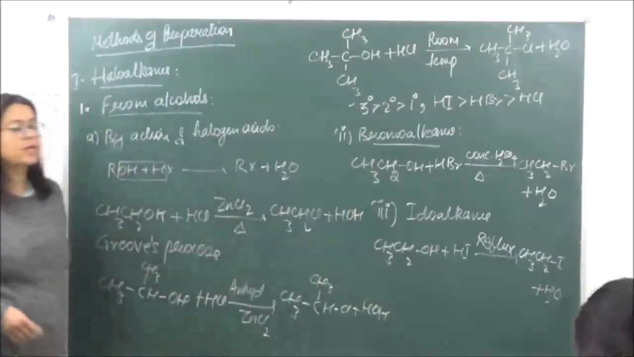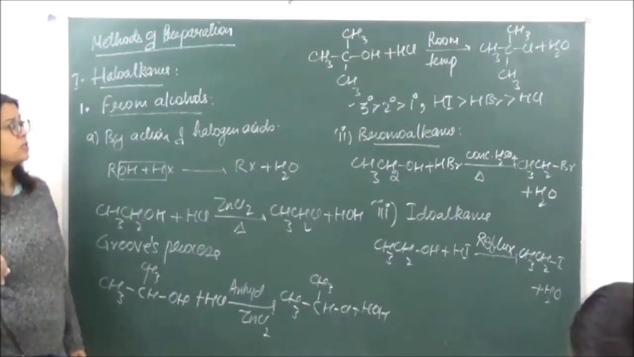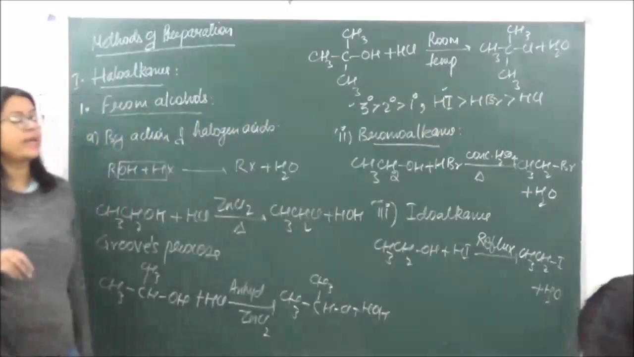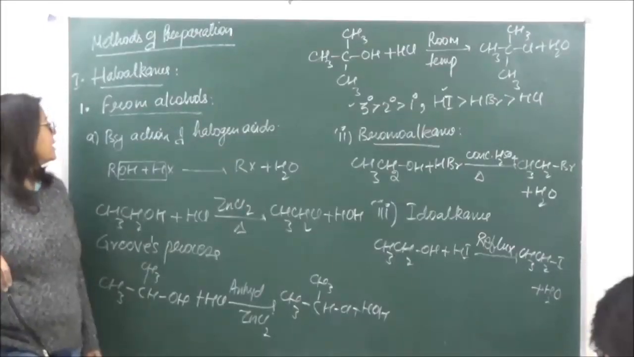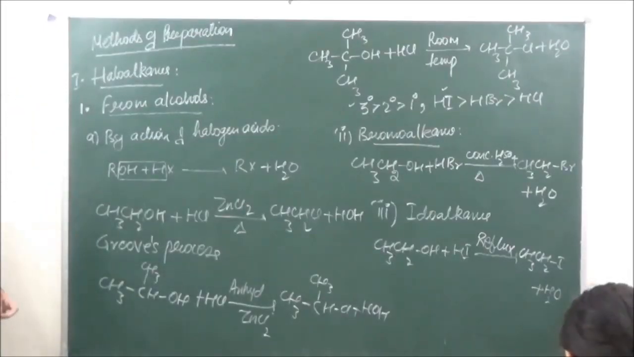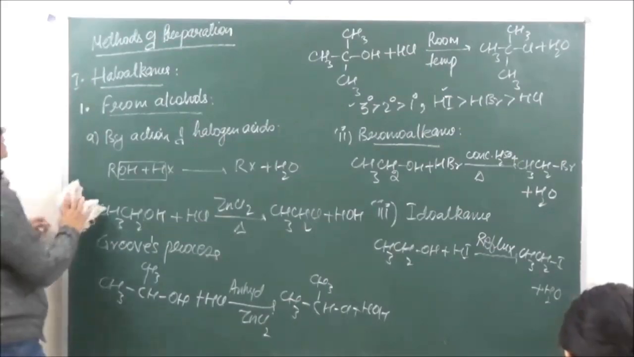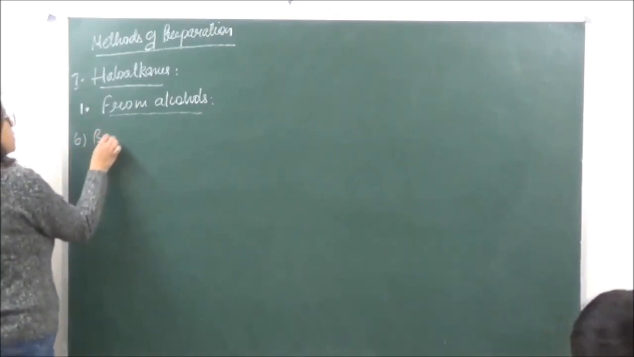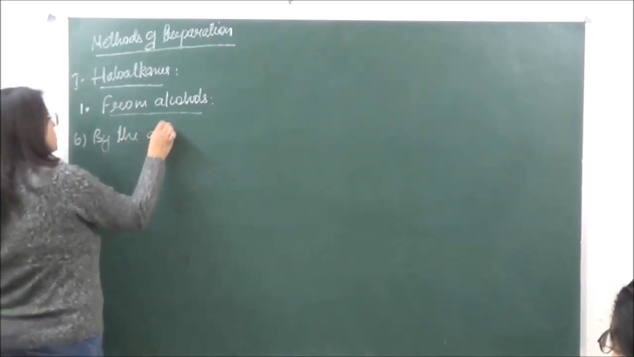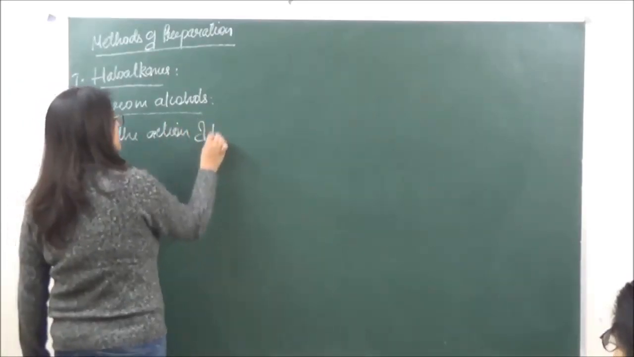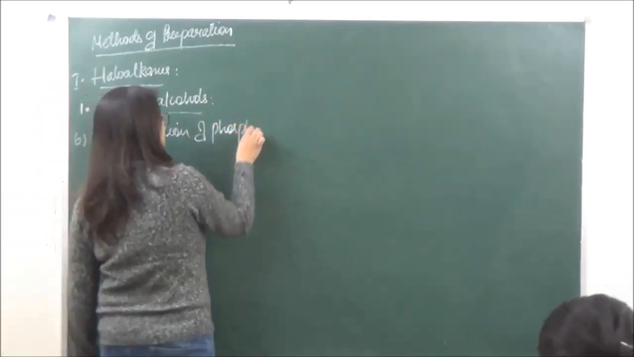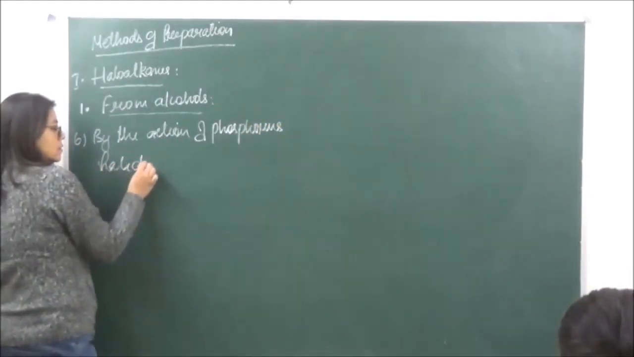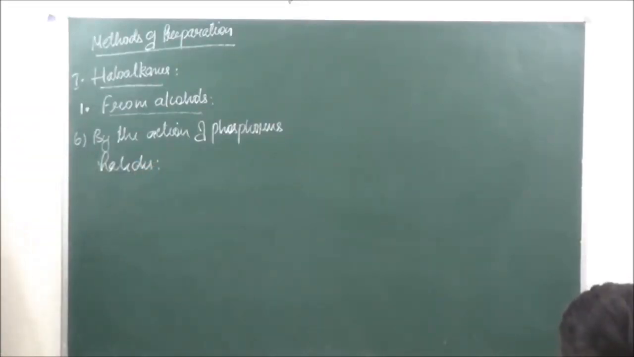Order of reactivity of alcohols is 3 degree, 2 degree, 1 degree, and order of reactivity of halogen acids is going to be HI, HBr and HCl. Okay? Then second, from alcohols we are going to do by the action of phosphorus halides. The second reaction we have is by the action of phosphorus halides.